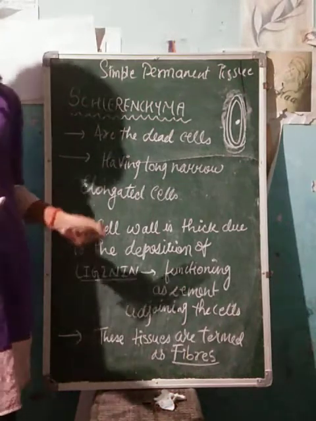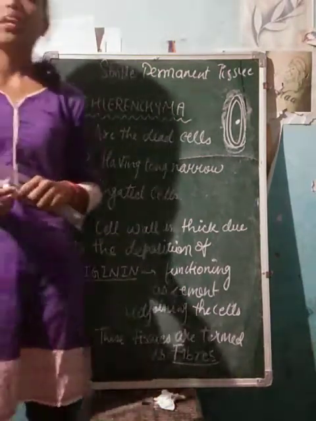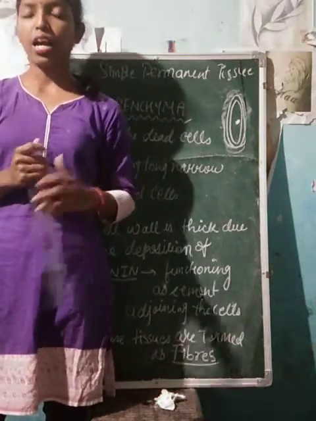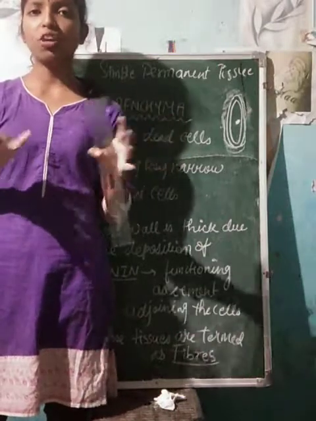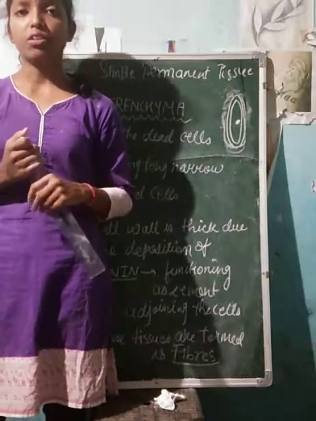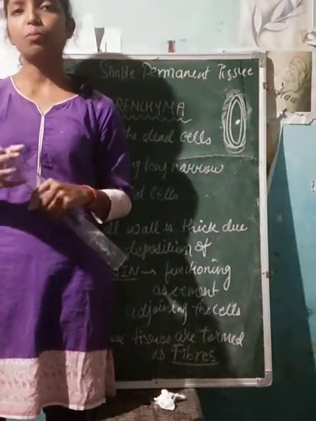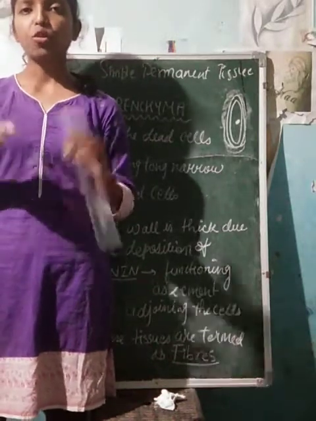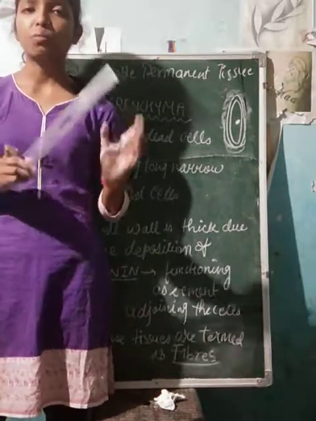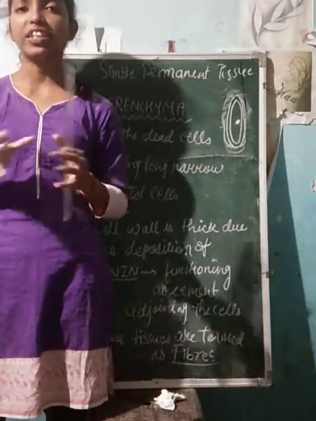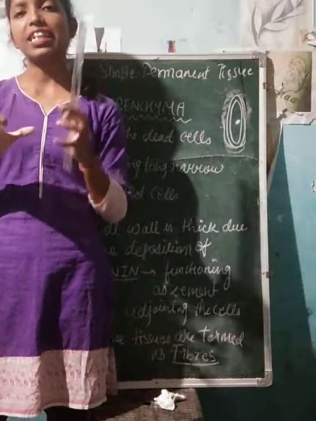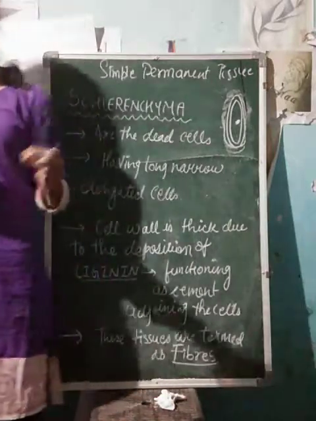And what is the function? Lignin functions as a cement. If I ask you what is the function of cement in our day-to-day life, the answer would be that cement is used for adjoining two bricks, for building houses and buildings, right? So of course it is responsible for joining the bricks. Similarly here, the lignin deposited over the cell wall is responsible for adjoining the adjacent cells. There is no intercellular space, so the cells are connected with this lignin, hence it functions as a cement.